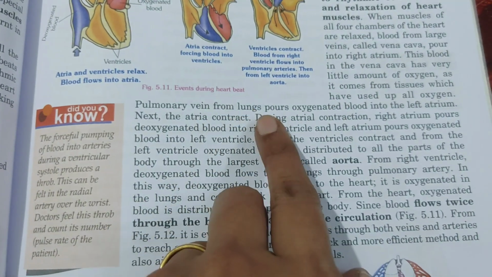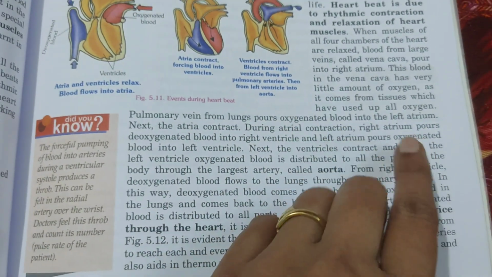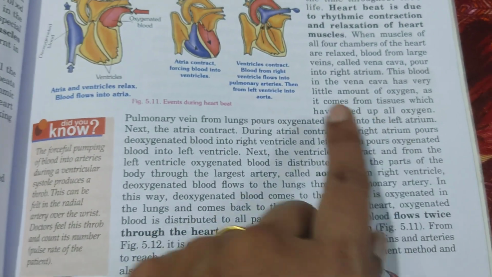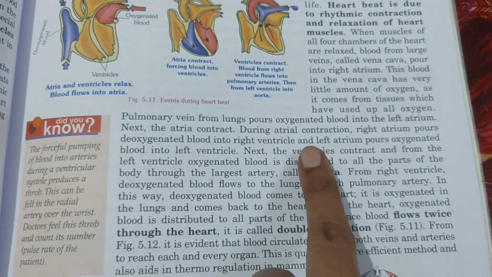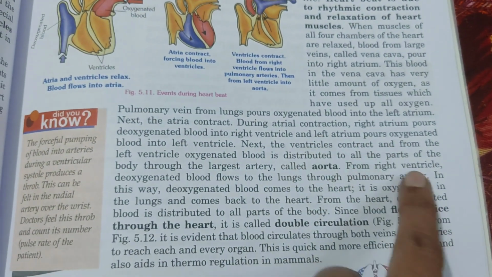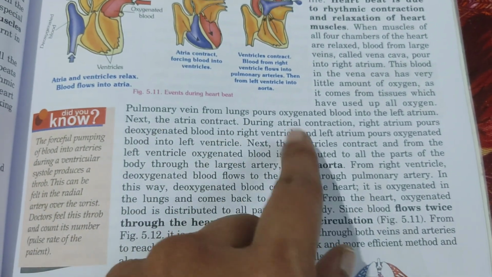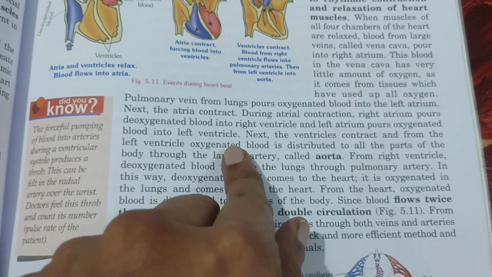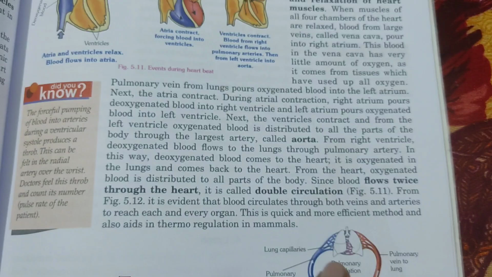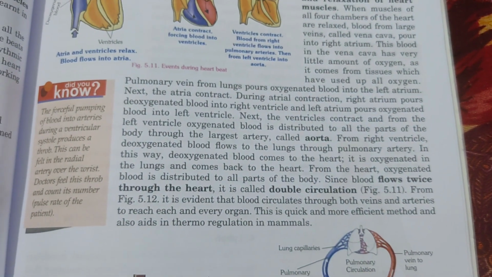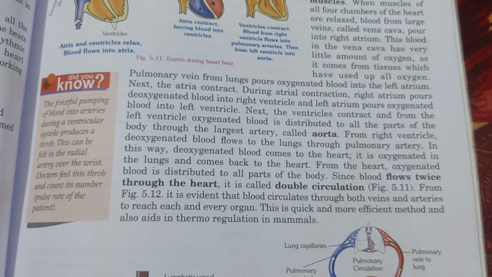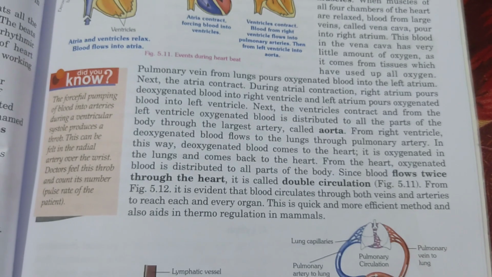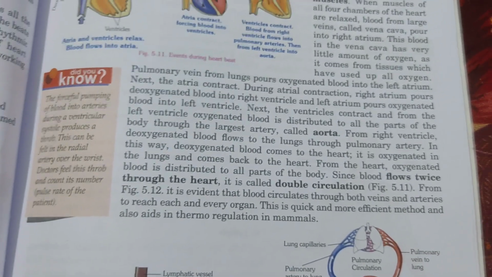So from the lungs, the oxygen-rich blood comes into the left atrium. Next, the atria contract. Due to atrial contraction, the right atrium pours deoxygenated blood into the right ventricle, and the left atrium pours oxygenated blood into the left ventricle. Then the ventricles contract, and from the left ventricle, oxygenated blood is distributed to all the parts of the body through a large artery called the aorta.